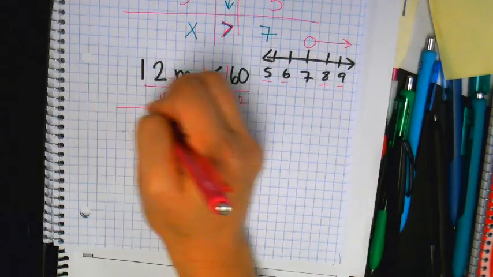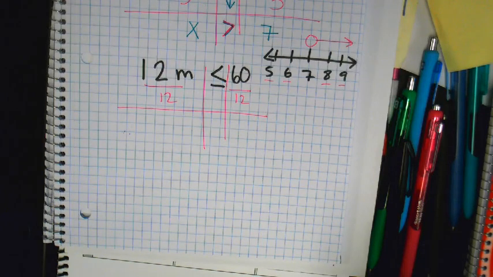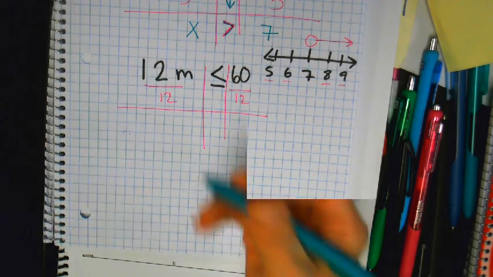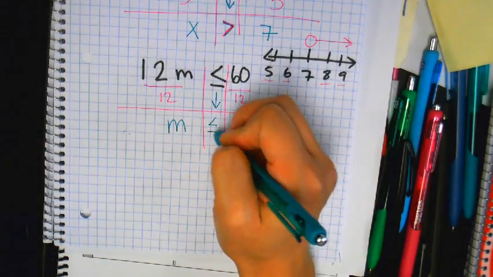Write this down. 12 divided by 12, 1. That's our goal, is to get 1. For adding and subtracting, our goal is to get 0. For multiplying and dividing, our goal is to get 1. So we're left with m. Bring down the inequality. Greater than or equal to 5.